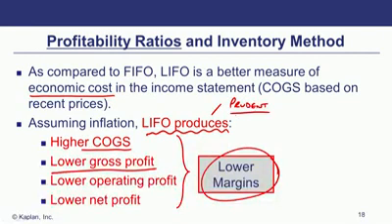The argument is, therefore, LIFO would be a bit more prudent. Remember, anything that really kind of boosts your earnings is deemed to be aggressive. Anything that makes your earnings smaller is deemed to be conservative or more prudent. So LIFO is certainly a more prudent policy to adopt in the income statement in an inflationary environment.